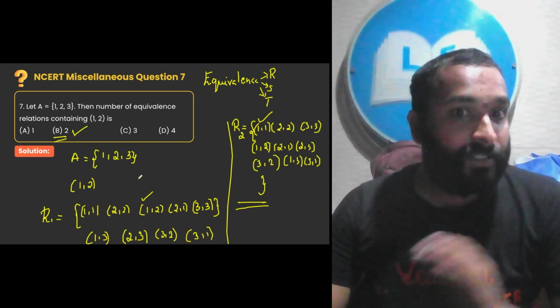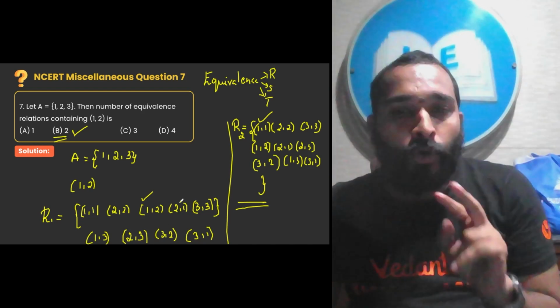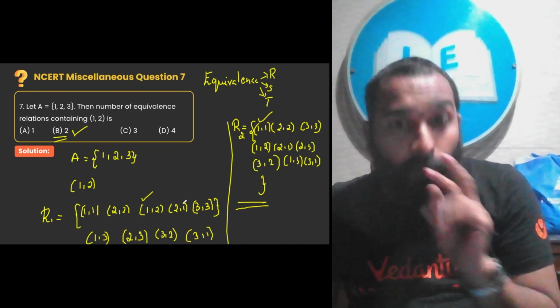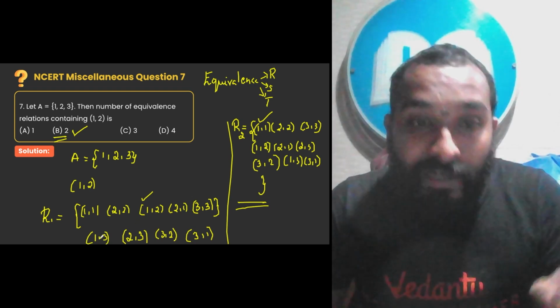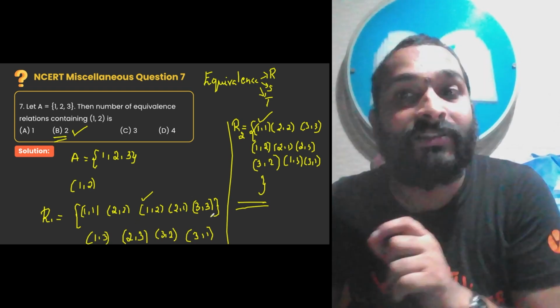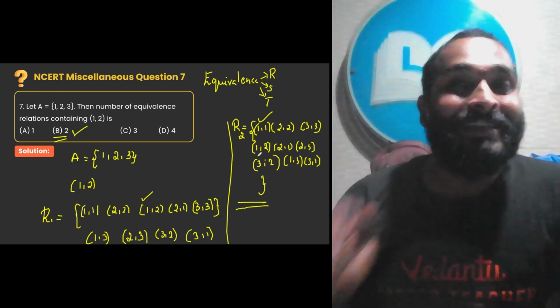Understood, right? The one equivalence relation R1 which you have taken is just with the elements 1, 1, 2, 2, 3, 3, 1, 2 and 2, 1. We have not included 1, 3, 2, 3, 3, 2 and 3, 1. But if you're including one of these, you must include the next 3 also. So the total number of equivalence relations possible for this is only 2. Is that clear and simple, children?